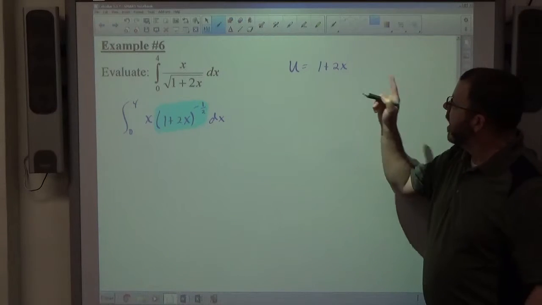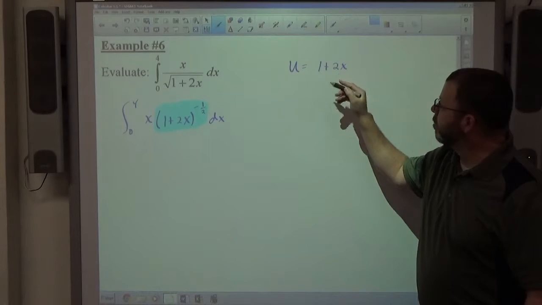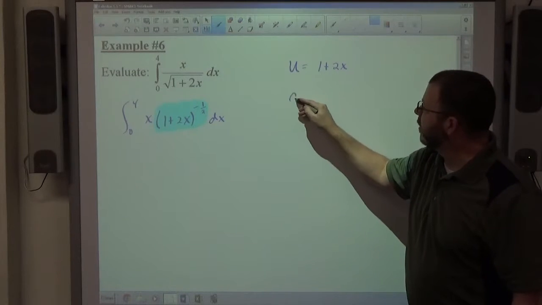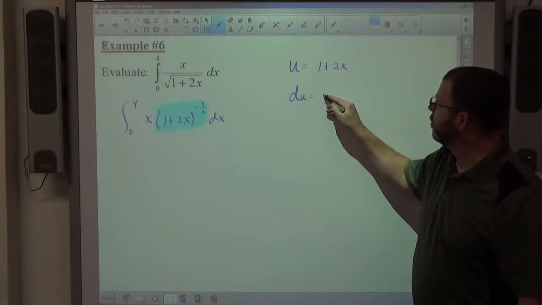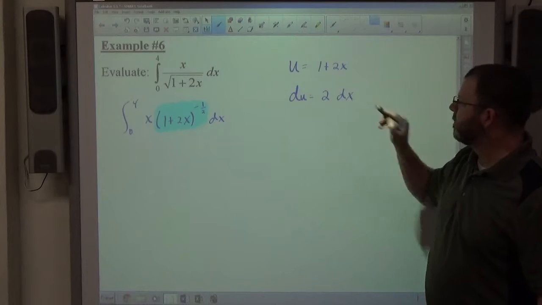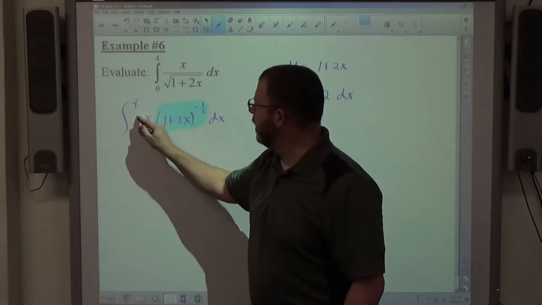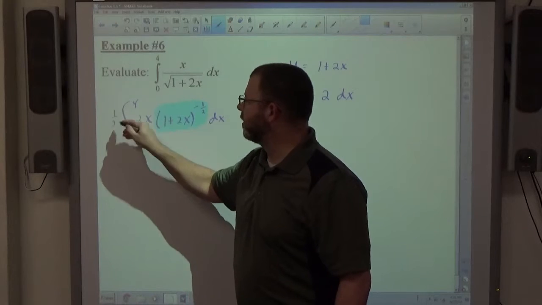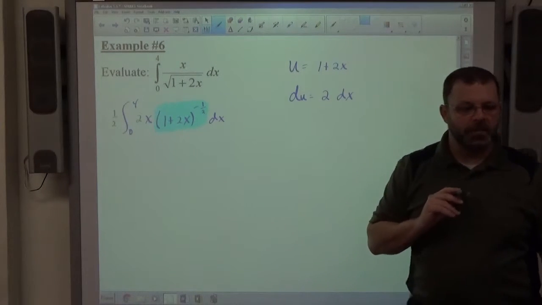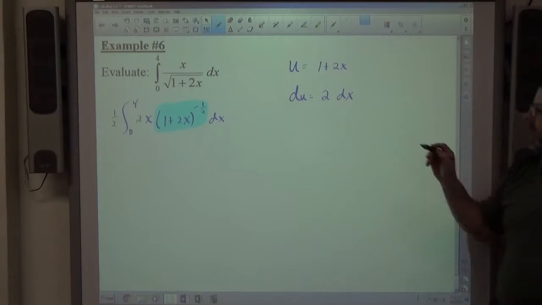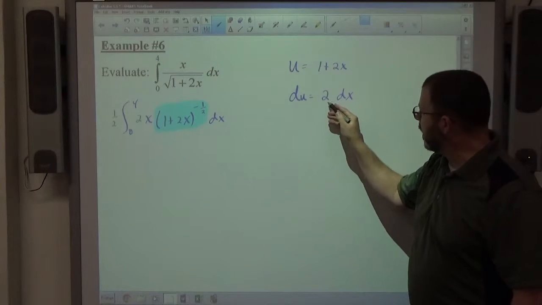Once I've established what u is, I differentiate this to get the differential. I'm going to get du is equal to 2 dx. Which obviously, the 2 is missing, right? So if I were just to put a 2 here and a 1/2 here, all right? Because again, I need the 2 dx to be there. So there's du, 2 dx.